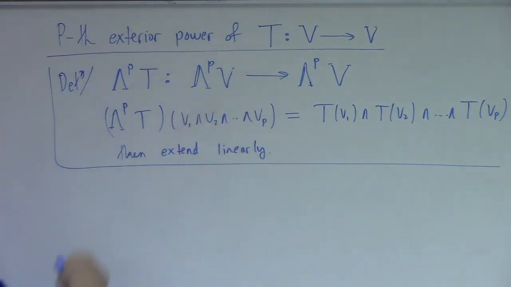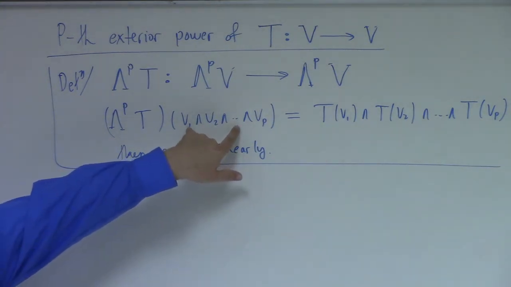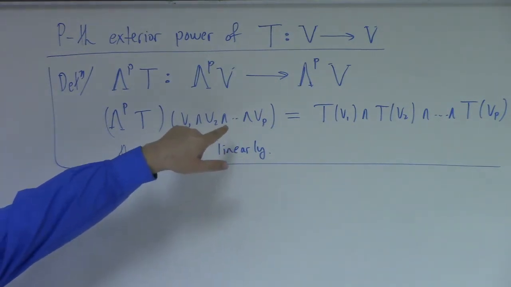We extend linearly. And what are the properties of this Pth exterior power? Well, your homework. So first of all, it's linear because we defined it on a basis. We do know that these form a basis for the P vectors, which I essentially showed in the last couple of classes. So extending linearly makes it a linear transformation.